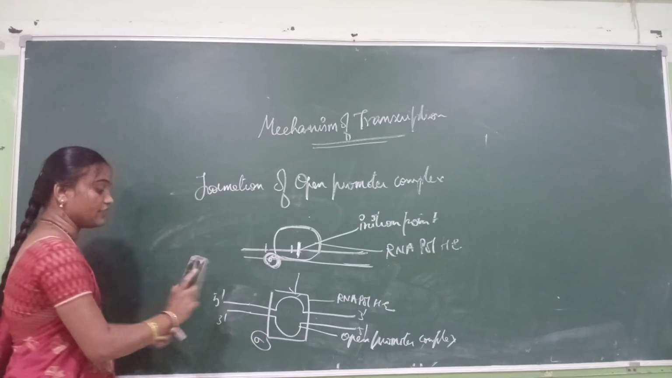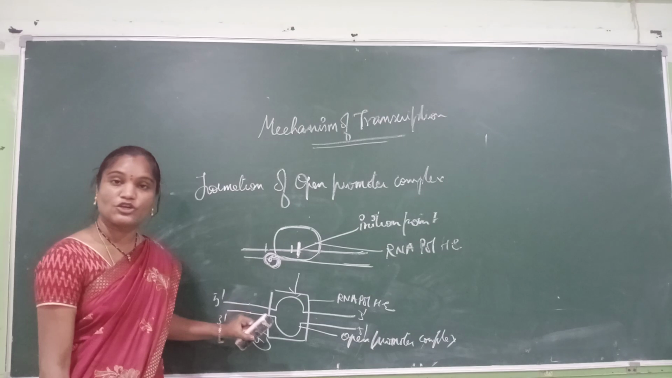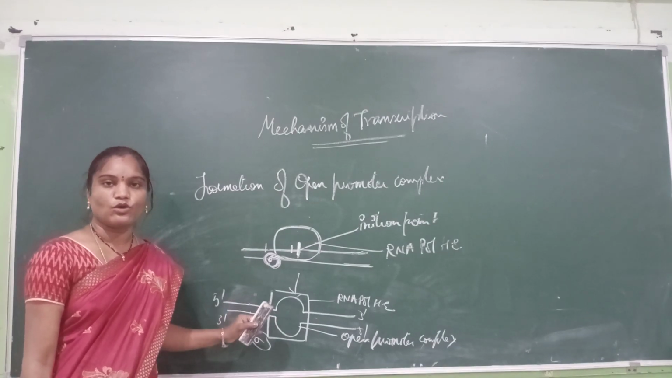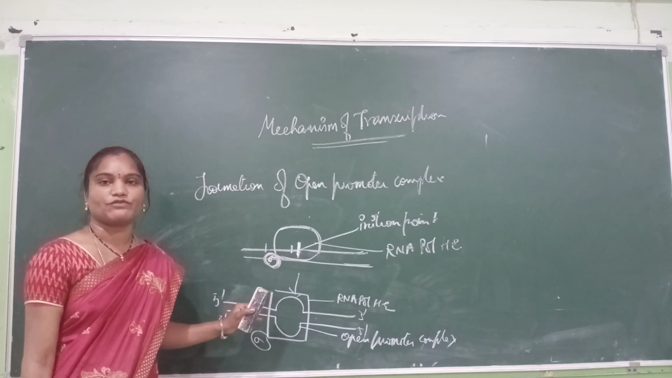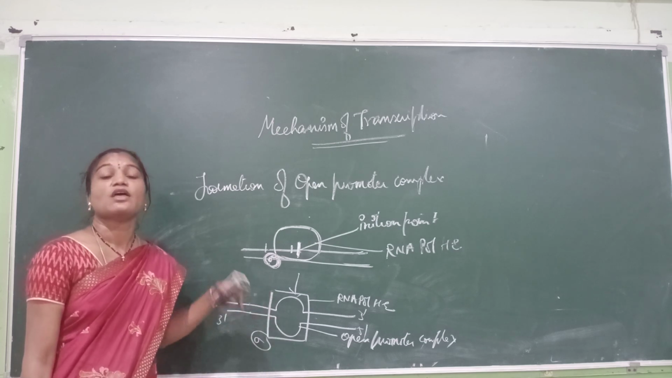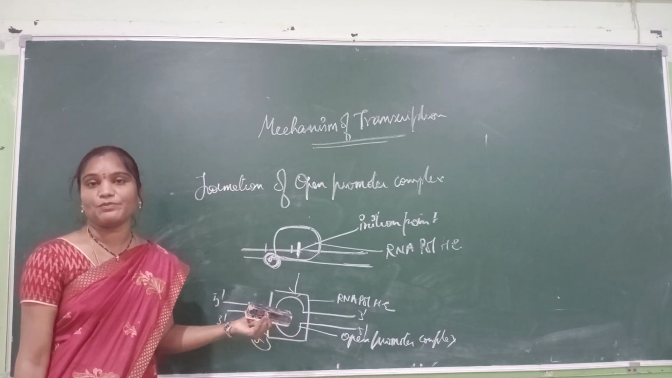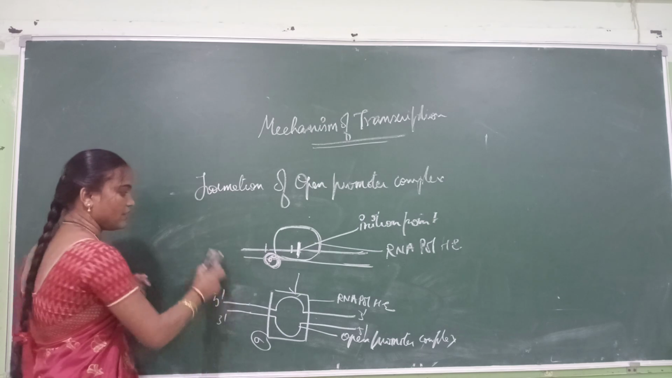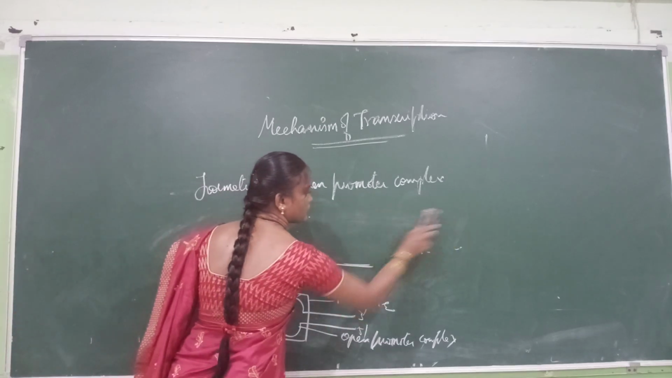Now, one more thing. Besides the TATA box, there is another sequence on your coding region, that is the -35 consensus sequence. This -35 consensus sequence will also align your RNA polymerase to form your open promoter complex. Now, next, the initiation step.